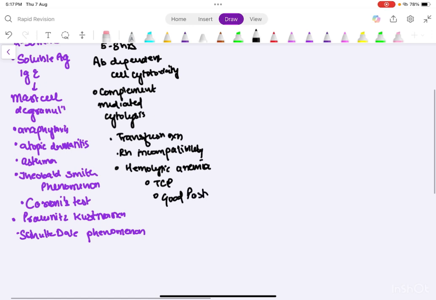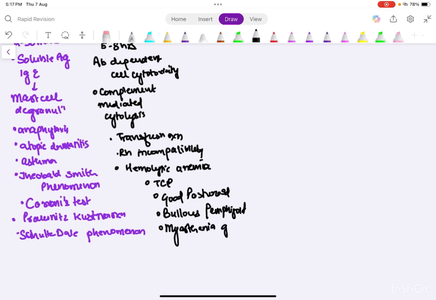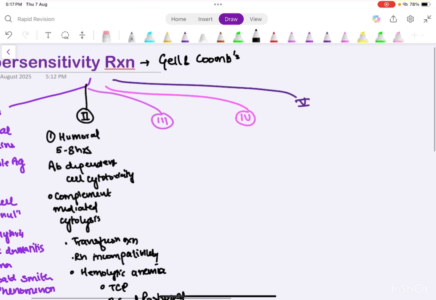Goodpasture syndrome, then bullous pemphigoid, myasthenia gravis, pemphigus vulgaris, and so on. Even acute rheumatic fever.